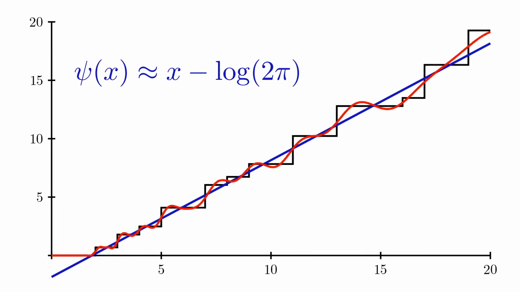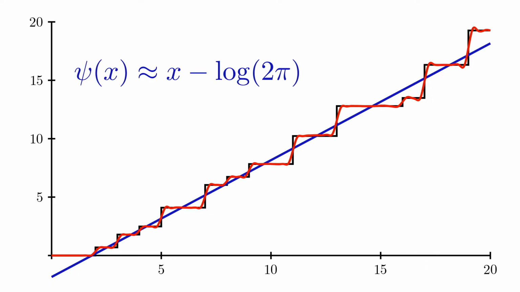Watch as we progressively add more zeros, and see how quickly the graph snaps to the graph of our function psi of x. This is the heart and soul of what's going on here. The graph of psi of x zigzags back and forth over the line x minus log of 2 pi. And the extent and the direction of that zigging and zagging is dictated entirely by the zeros of the zeta function.